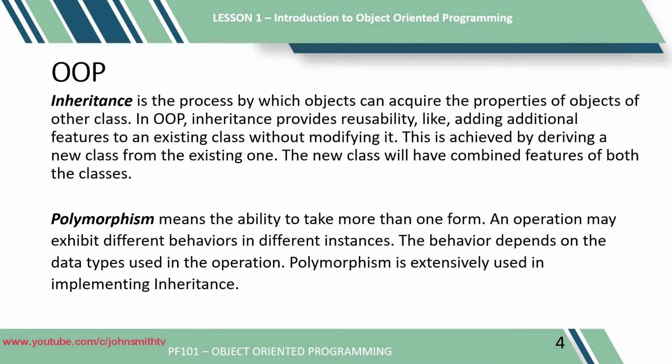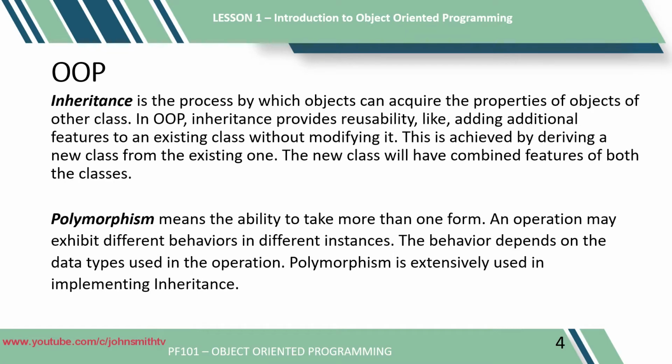Inheritance. Inheritance is the process by which objects can acquire the properties of objects of other classes. In OOP, inheritance provides reusability, like adding additional features to an existing class without modifying it. This is achieved by deriving a new class from the existing one. The new class will have combined features of both the classes.